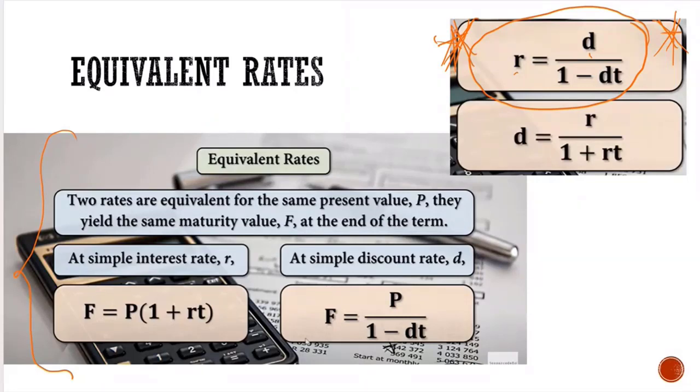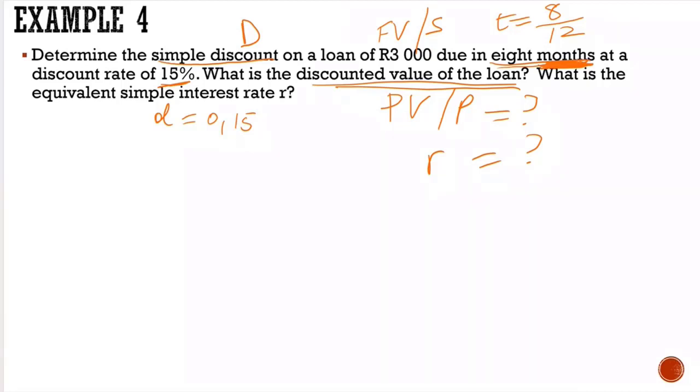But now let us first calculate the D. We need to find the D. So how do you calculate the D? Your D formula is equal to S d t. What is your S? Remember your S, or your future value, is 3,000, because a discount is calculated on the future value. It is due in 8 months. You can even tell from the context that this is something in the future.